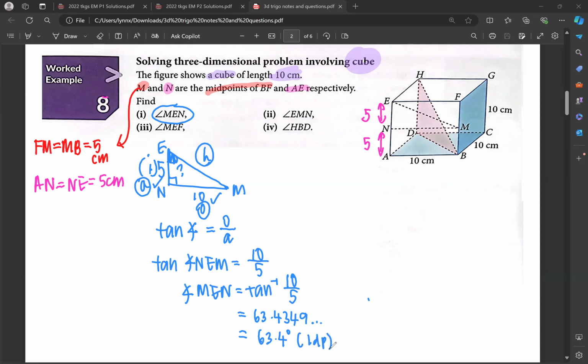So after I get that, MEN, I'll fill in here. Okay, not enough space. I'll write down 63. Don't put 63.4, cannot, because in case you need it again, right? So you should put it as 63.4349. Now I'll give you guys some time to copy.